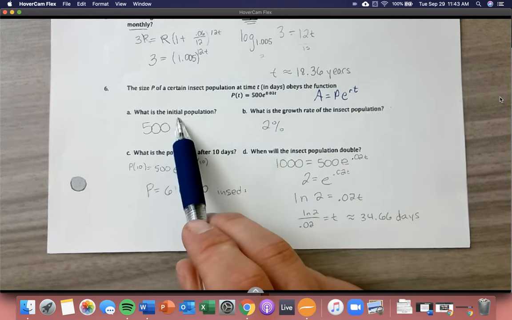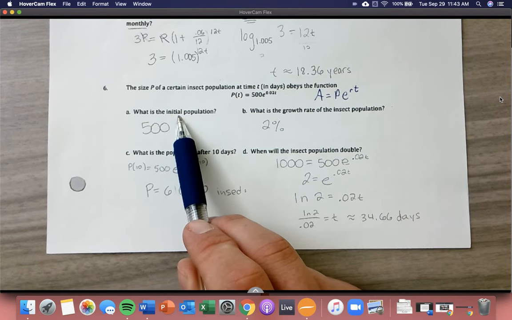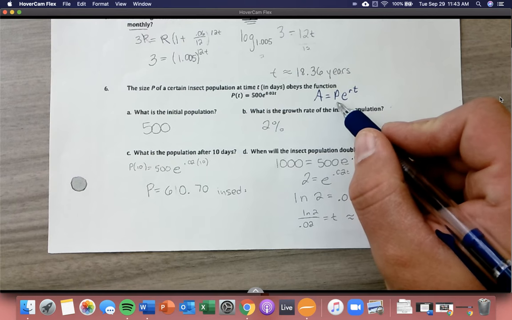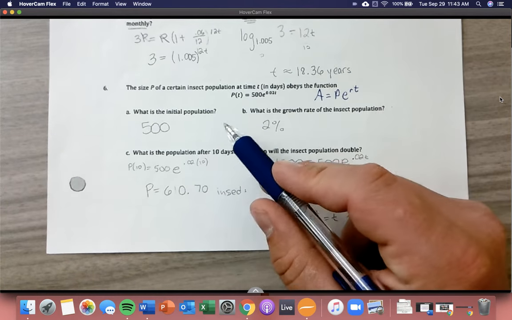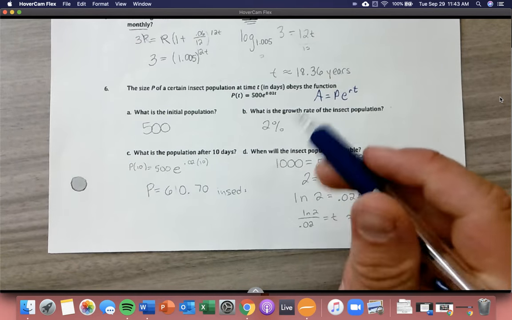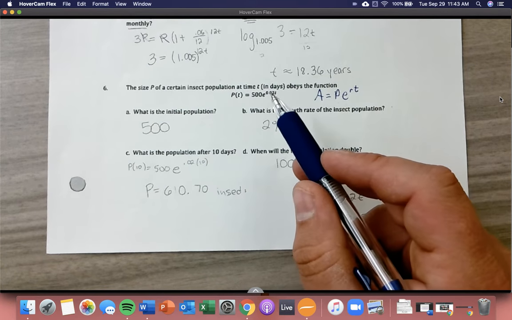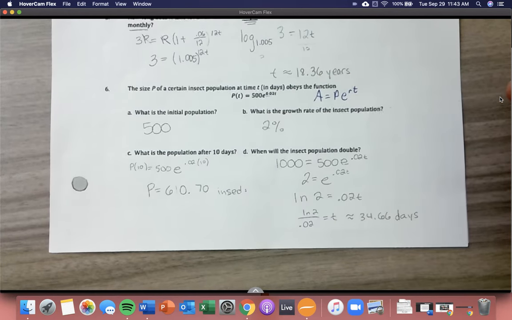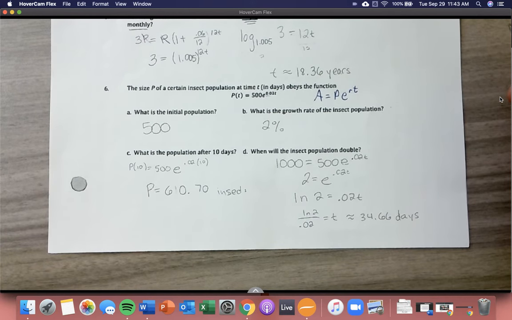It's kind of whatever the question is asking for. So if we want to know the initial population, that's asking what is our P. In this case, it would be 500, so it's starting with 500 insects. What is the growth rate? Well, that's this number right here, 0.02, which is just 2%.